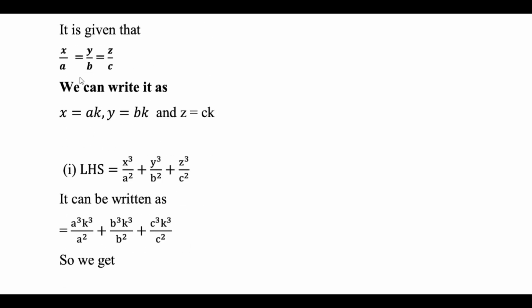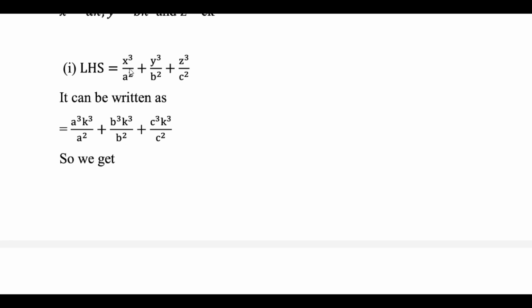So it is given that x by a is equal to y by b is equal to z by c. Put it as equal to k. So x will be equal to ak, y will be equal to bk, z will be equal to ck. Okay. So left hand side, a x cube by a square.